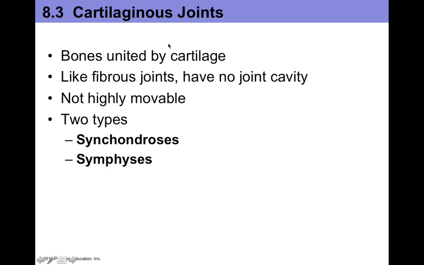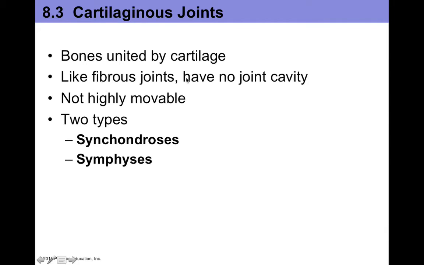Okay, so in this video we're going to look at the cartilaginous joints. And remember, we talked about how there are three structural classifications of joints: fibrous, cartilaginous, and synovial. Now for the fibrous joints, we said we had our gomphoses, syndesmoses, and our sutures. But with the cartilaginous joints, they're bones united by cartilage, not fibrous tissue.